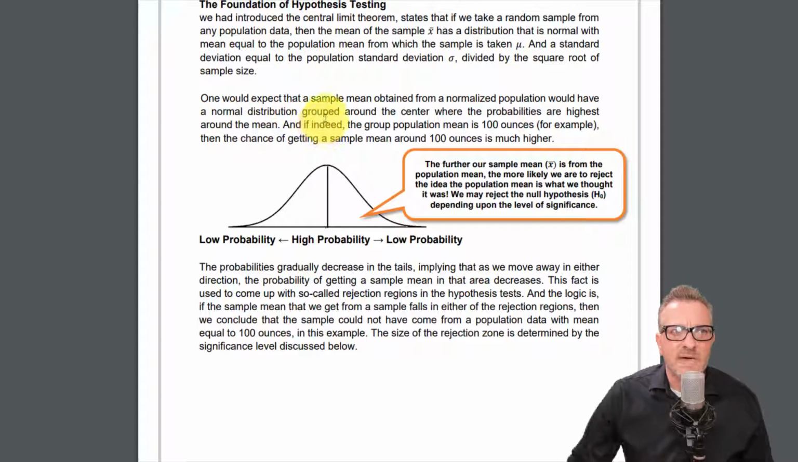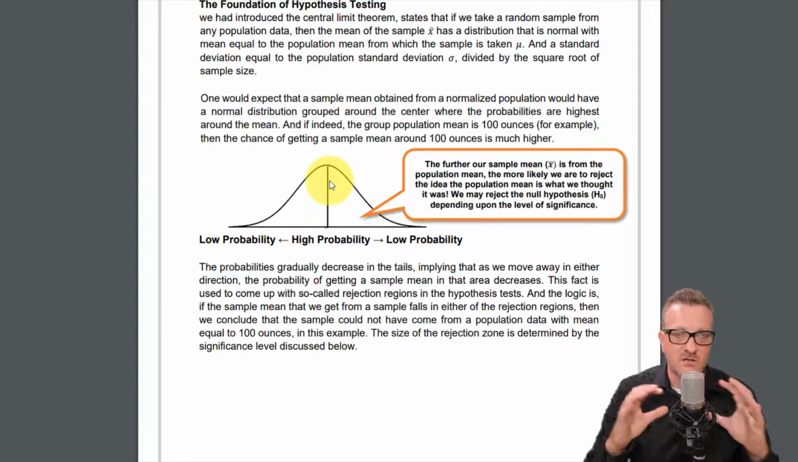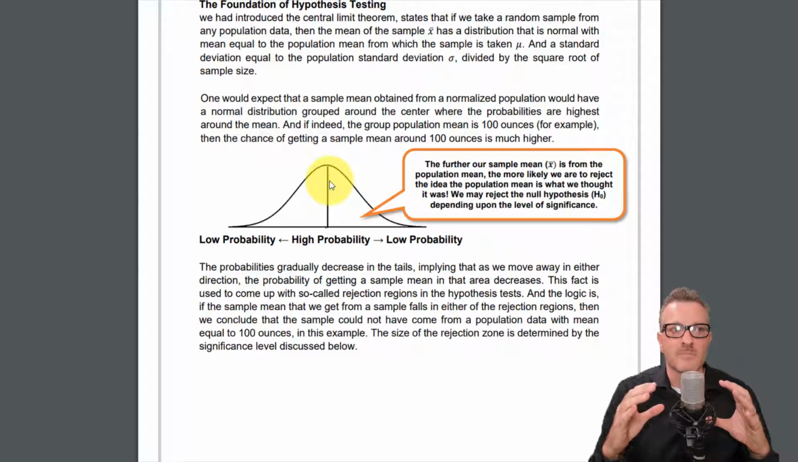One would expect that a sample mean obtained from a normalized population would have a normal distribution grouped around the center, where the probabilities are the highest around the mean. So remember, in a distribution, when we see the high points, what that means is that the data, when you shake it all out, is more frequent, meaning there are more observations of certain values in the middle part. And so those are more common.